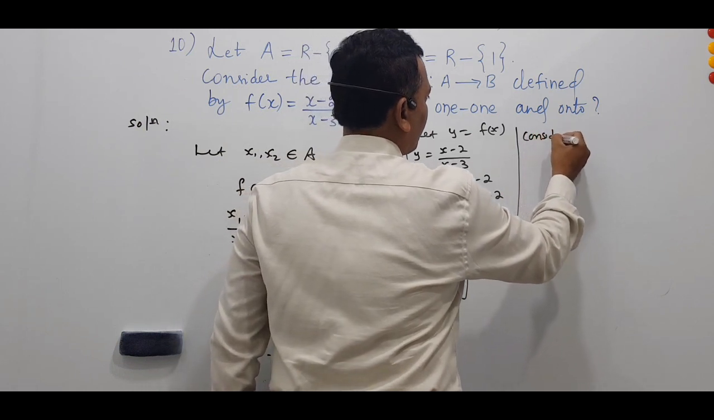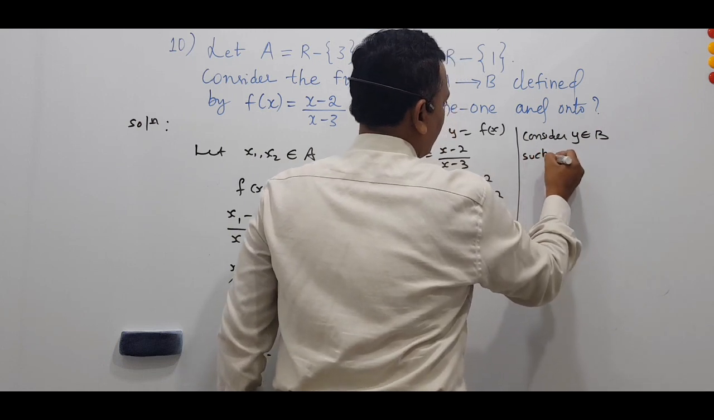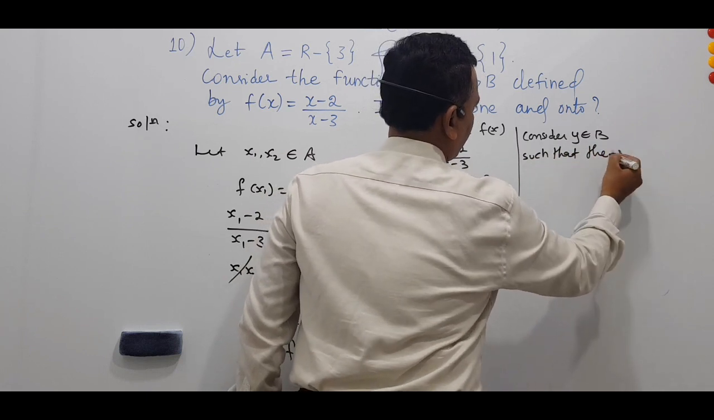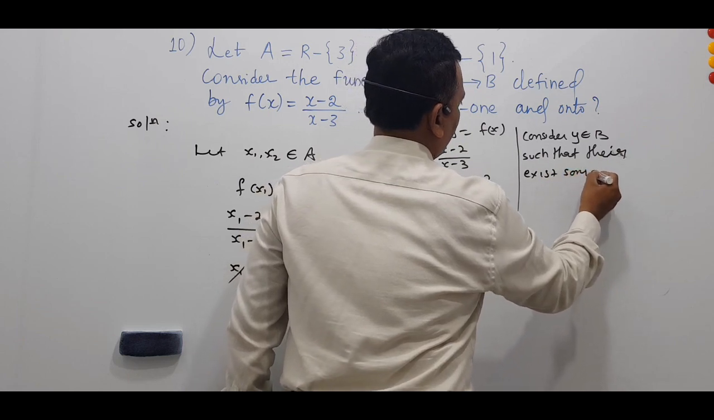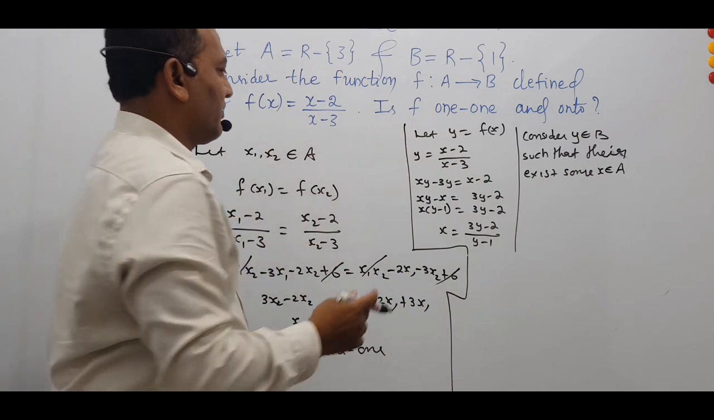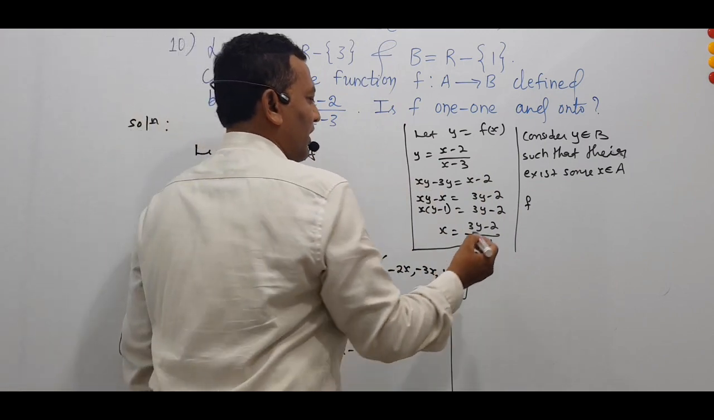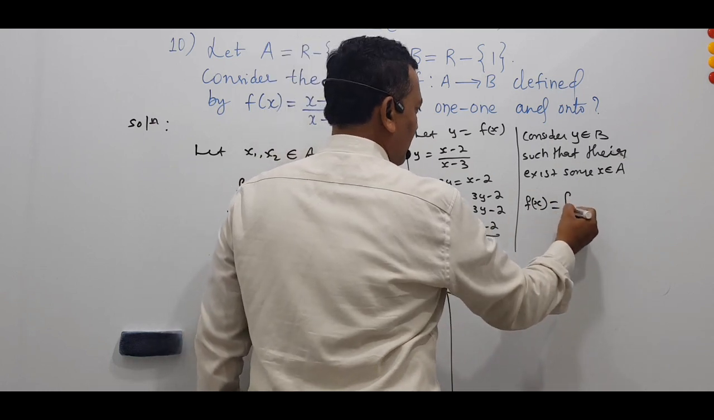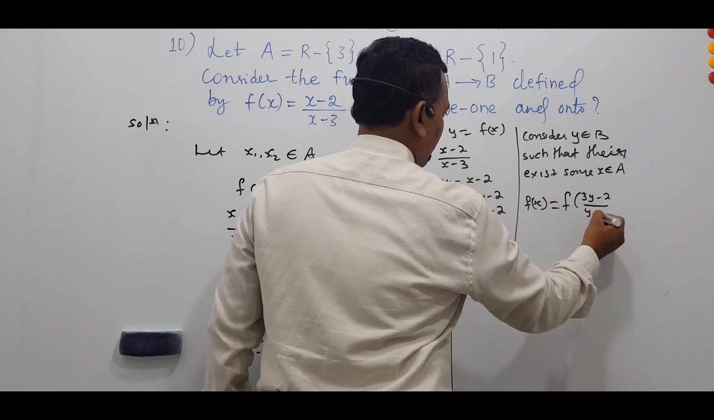consider some y belonging to B such that there exists some x belonging to A. So we will prove this one. Now we know in this case f(x) = y, that's what we have to prove. We will take f(x), in the place of x, we will substitute this function, which is f((3y - 2)/(y - 1)).